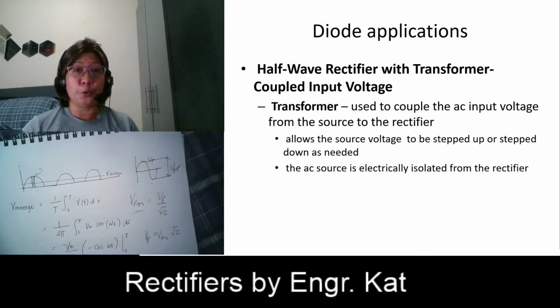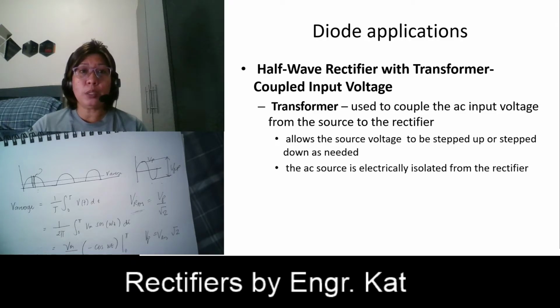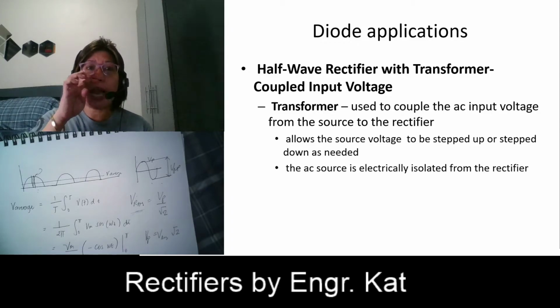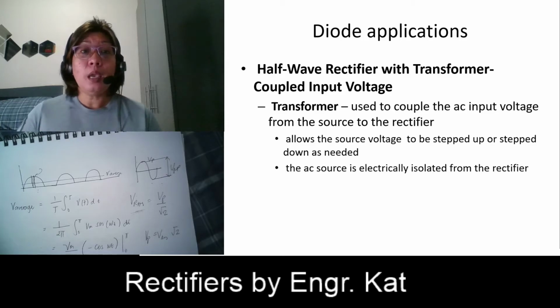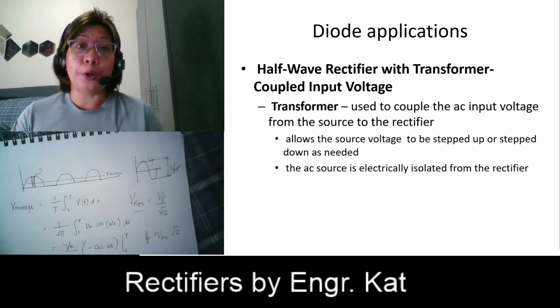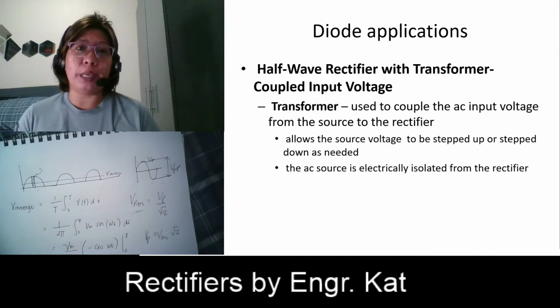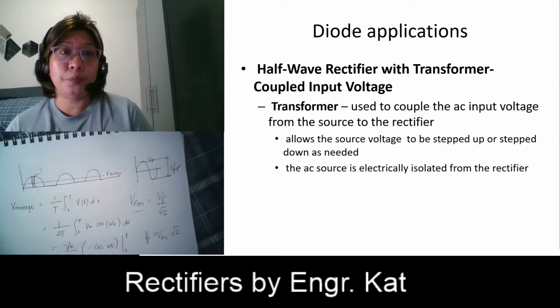So what is a transformer? A transformer is used to couple the AC input voltage from the source to the rectifier. It allows the source voltage to be either stepped up or stepped down. So we have two types of transformer: a step-up transformer and a step-down transformer. If we want the voltage to be higher than its primary voltage or its source, we make use of a step-up transformer. But if we want the voltage to be lower than your primary or input voltage, we make use of a step-down transformer.